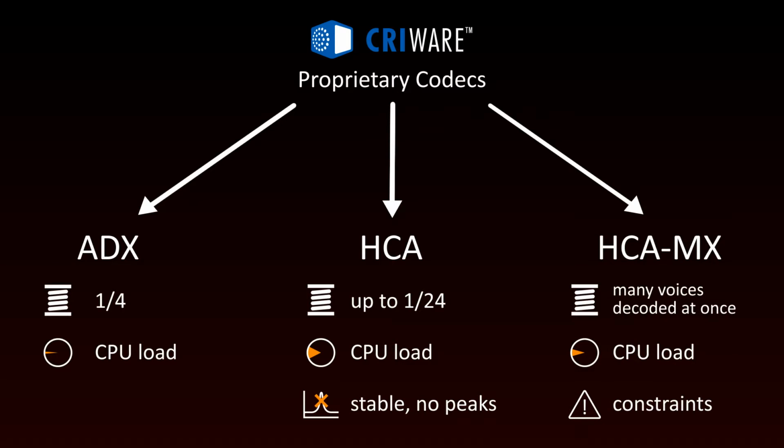The HCA-MX codec is a variant of the HCA codec, which has been carefully tuned for games and has a really low CPU cost, which makes it ideal for mobile games. Because the decoding is done after the mixing, you can play many voices for the cost of decoding just a few. This also means that there are some constraints, like the sounds decoded at the same time must have the same sampling rate.